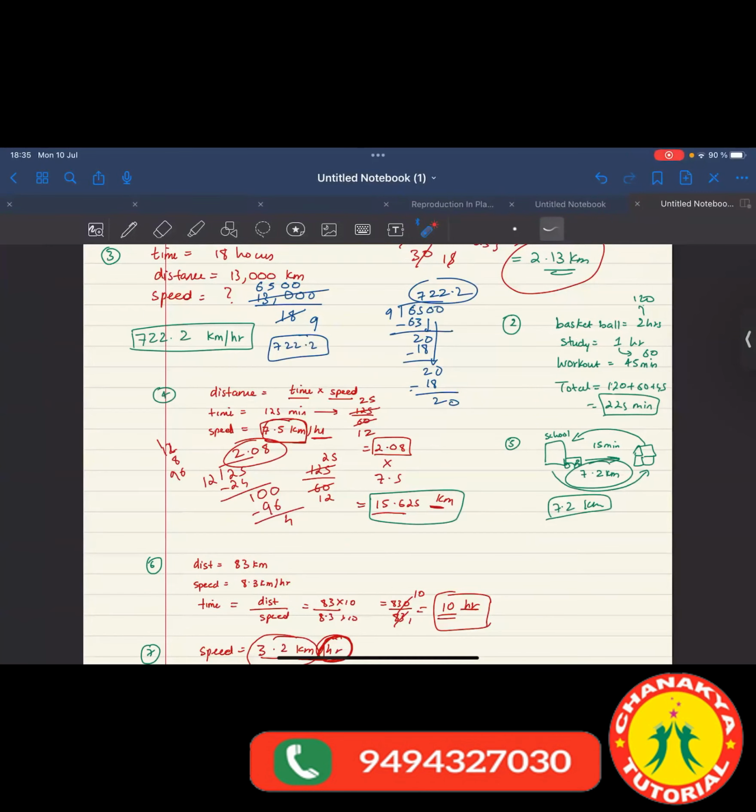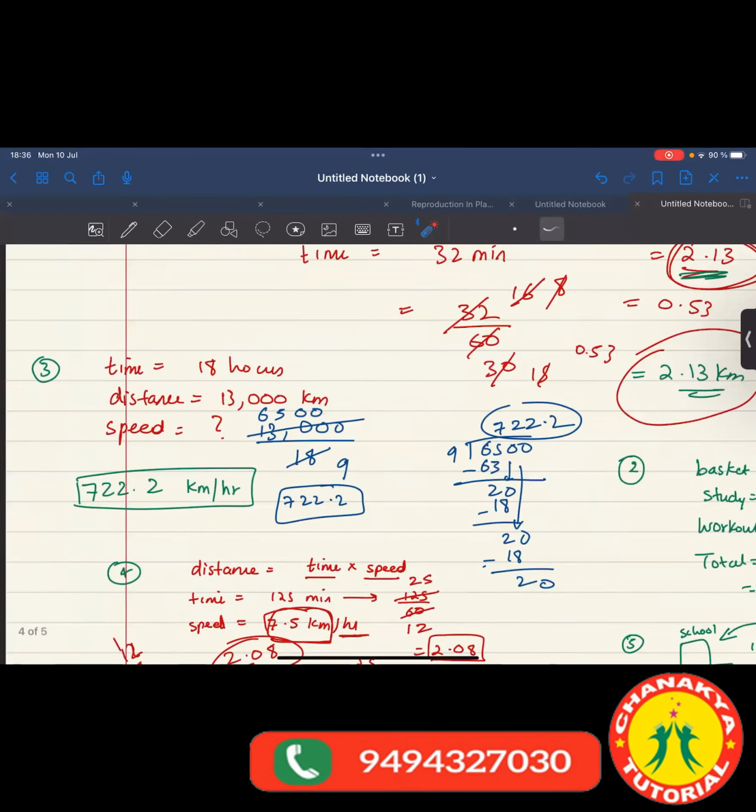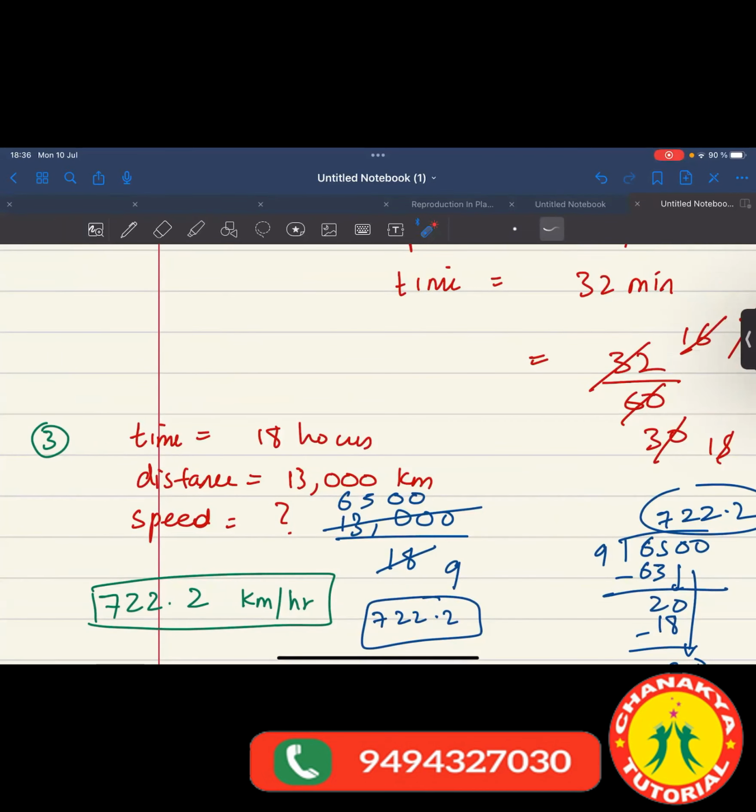Okay. Third question. I've given you the time taken for Sam to reach America is 18 hours, covering a distance of 13,000 kilometers. You need not convert anything. Basic, you just need to apply the formula. You know that the formula is speed equals distance by time. Distance is 13,000, time is 18 hours. 13,000 divided by 18 is 722.2. You want me to do the division? Or is it clear?